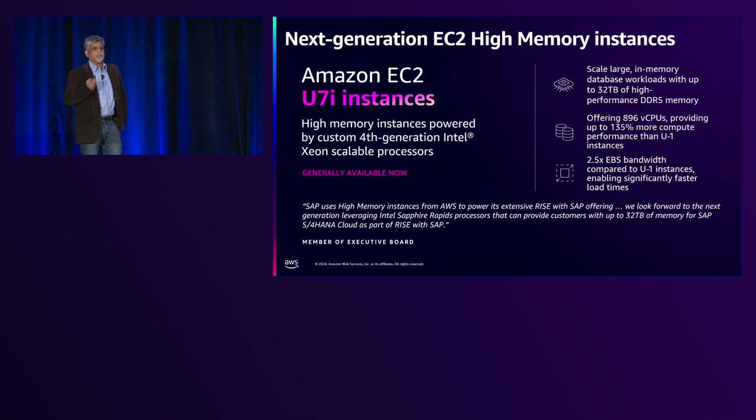The EC2 U7i, the new instance that we announced last year and made generally available, is powered by Intel's latest 4th generation Xeon Scalable processor. It supports 6 terabyte to 32 terabyte of memory. And if you use U7i, you'll be pleasantly surprised with the performance that you get. It has 135% more compute and 2.5x more storage bandwidth to enable faster snapshot, faster backup, faster hydration time, and so forth. But as I explained earlier, this wasn't good enough for some customers.